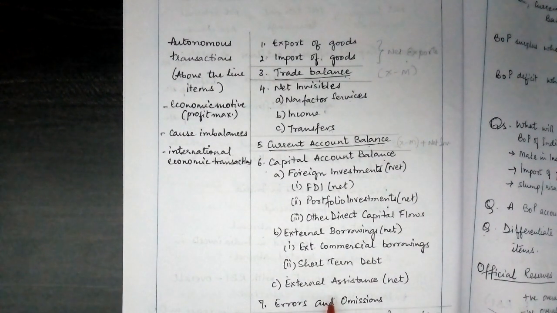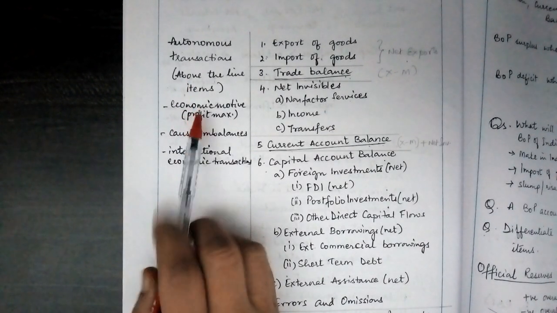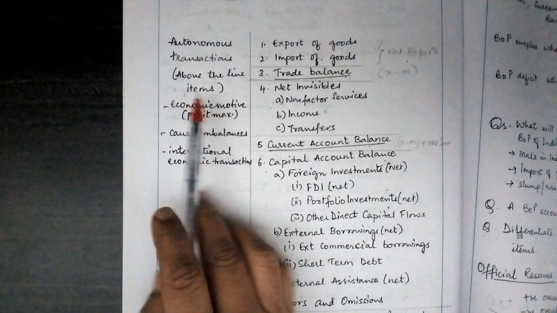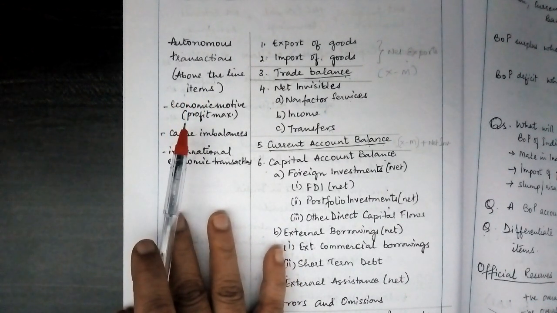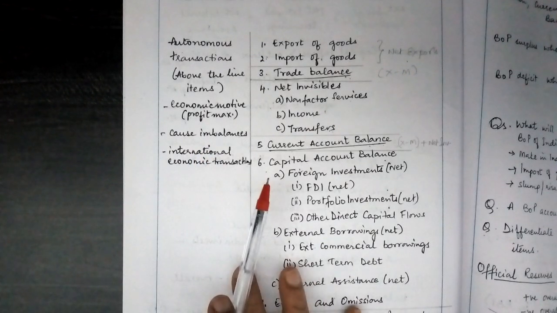And the other one is errors and omissions. Errors and omissions include all the items which could not be recorded in the current account and the capital account. So that is the autonomous transactions, otherwise called the above the line items. That means these are the items that are actually shown in the calculation of the balance of payments.